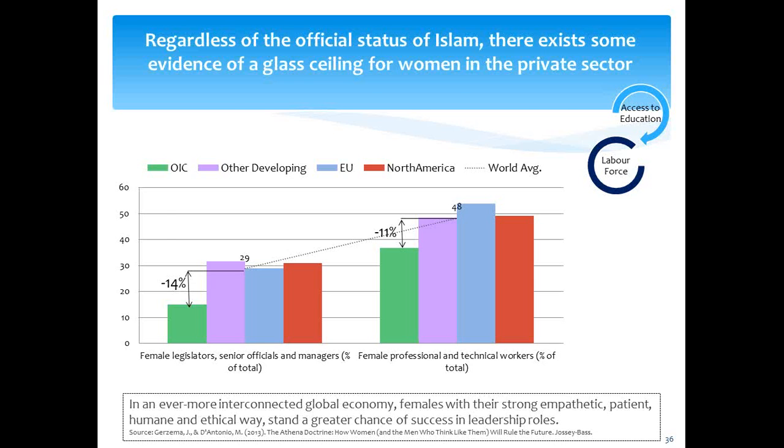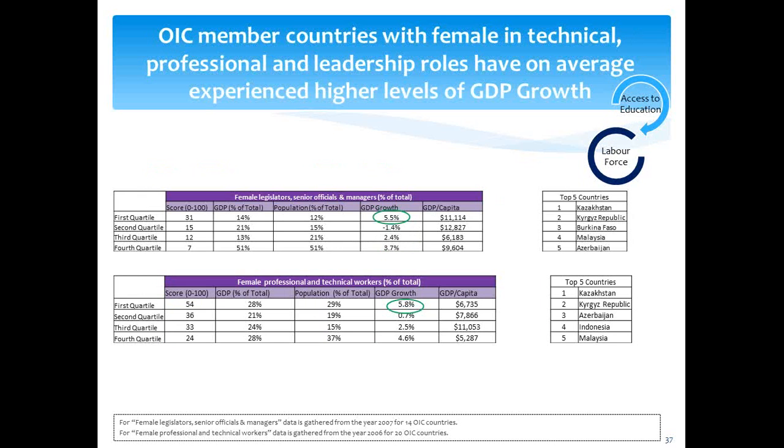And in fact, if I were to look at how the OIC is doing in terms of the country's distribution in promoting females in leadership roles, we see that the first quartile, the countries who promote this the most, are in fact experiencing higher GDP growth.